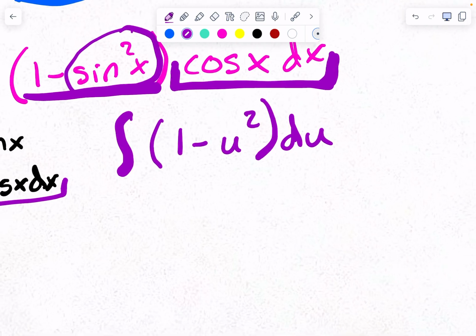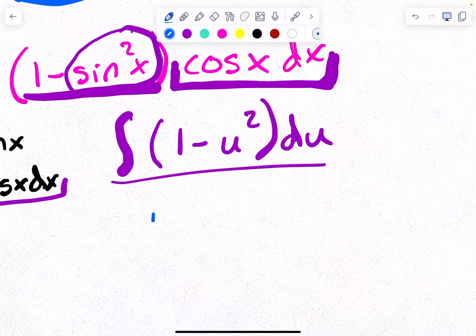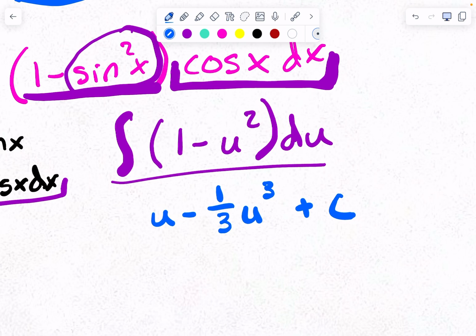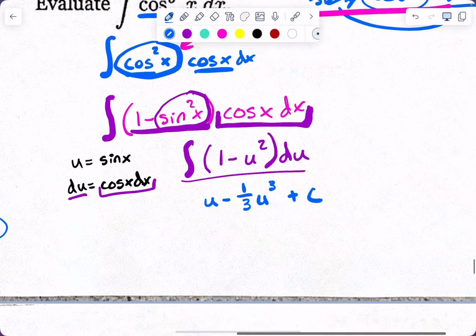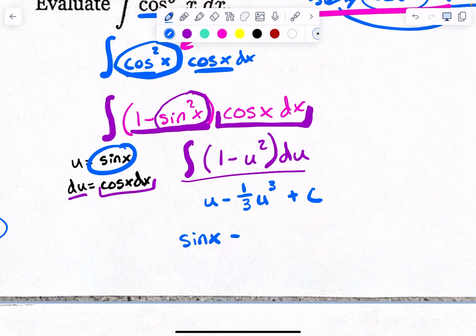Now we're doing the antiderivative of this. What is the antiderivative of 1? In this case, it's u. Minus the antiderivative of u squared, which is 1/3 u cubed. Then plug in: sine x goes back in for u. So sine x minus 1/3 sine cubed x plus c.